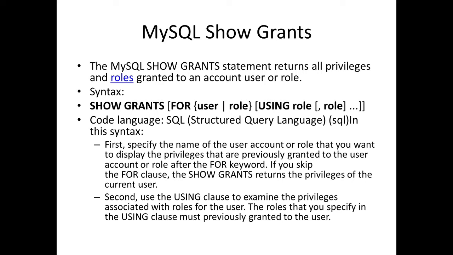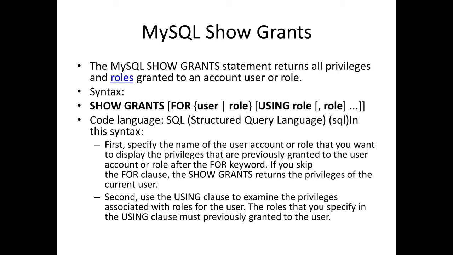In this syntax, first specify the name of the user account or role that you want to display the privileges previously granted to, after the FOR keyword. If you skip the FOR clause, SHOW GRANTS returns the privileges of the current user. Second, use the USING clause to examine the privileges associated with the roles for the user. The roles that you specify in the USING clause must be previously granted to the user.